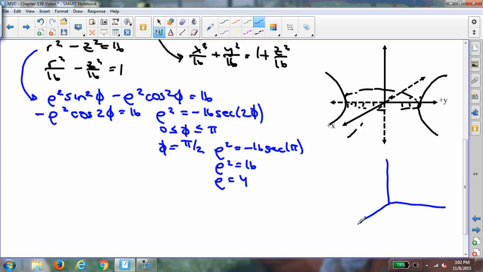So what that means is when phi equals pi over 2, i.e. on the xy plane, my radius is going to be 4. So that would be a circle of radius 4. Let's say it looks like that.